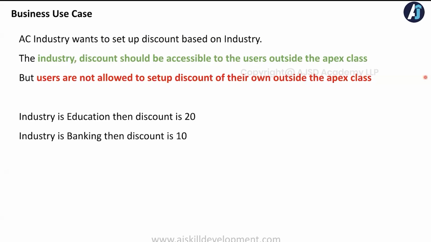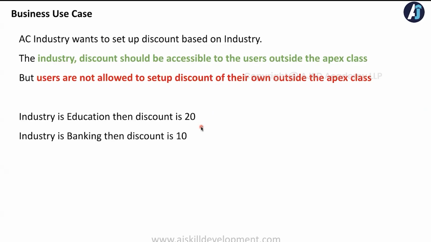At the same time, users are not allowed to set the discount. So obviously, it's going to be a private property. How to set up the discount? We have a criteria for that. If the industry is education, then discount is 20. If the industry is banking, then discount is 10. So this is the business requirement.